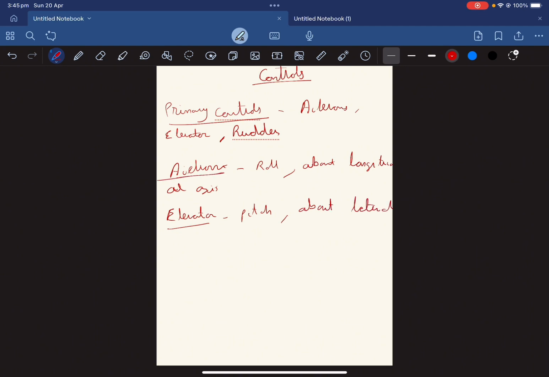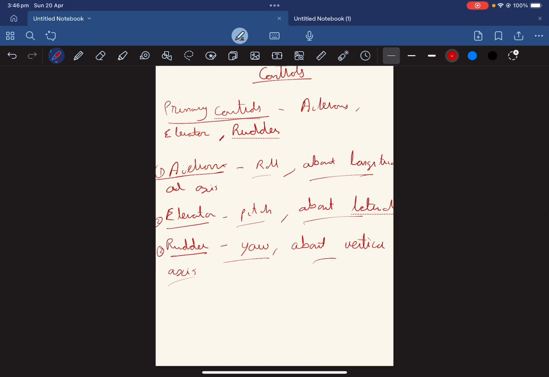And then we have rudder, which gives you the yaw moment, and this is about your vertical axis. Alright, so these are the three primary controls you have, the type of motion you get, and about which axis. I'll give you one more concept.